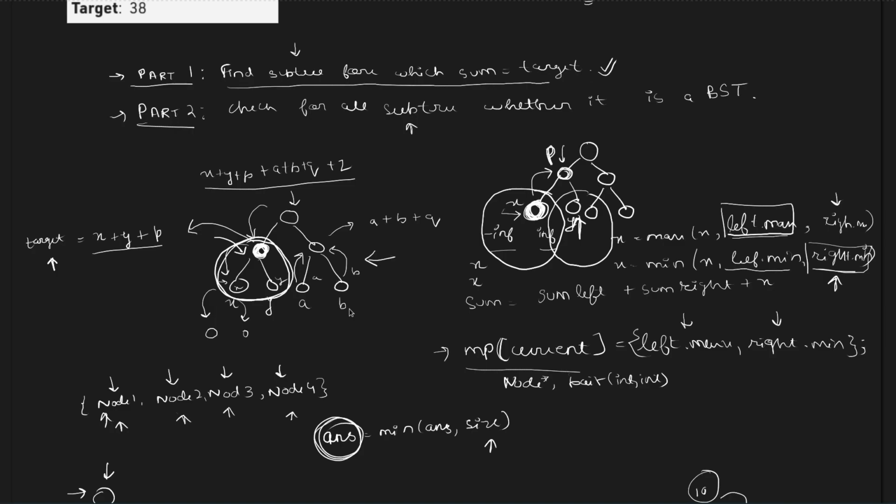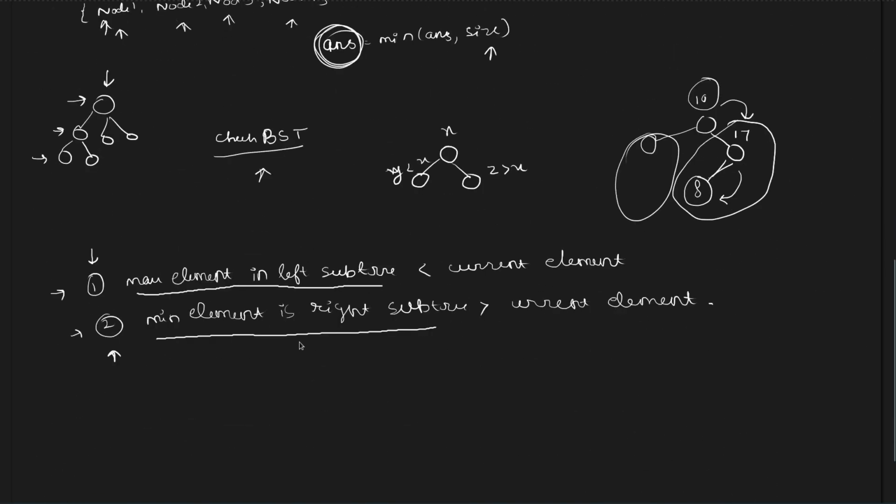So talking about the next part, which is very important, how do we check whether the subtree is a valid binary search tree or not? To check whether a subtree is a valid BST or not, we need to make sure for every node in the current binary search tree, the maximum element in the left subtree is less than the current element, and the minimum element in the right subtree is greater than the current element, right? So for every node, these two conditions must be satisfied, otherwise our subtree will not be a valid binary search tree, right? So this is our main condition.